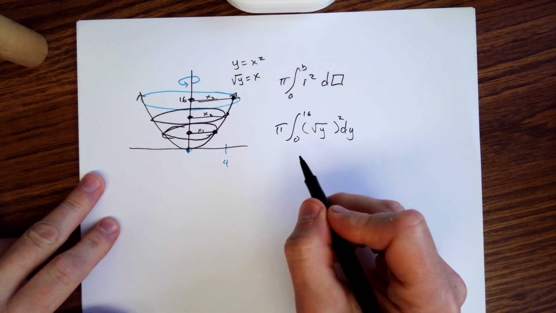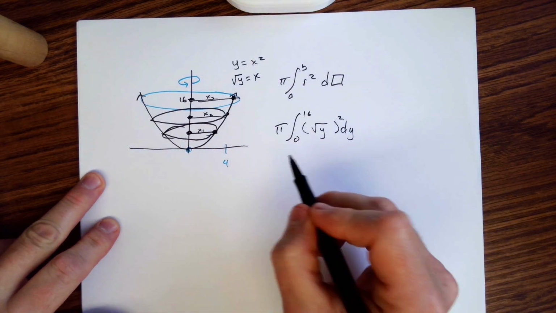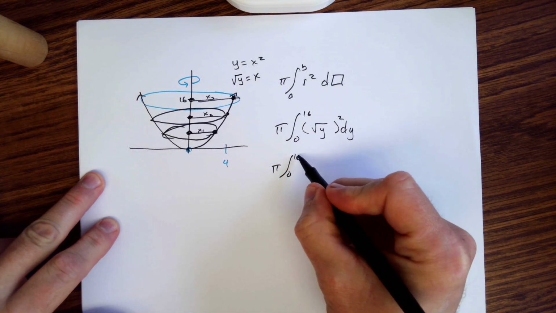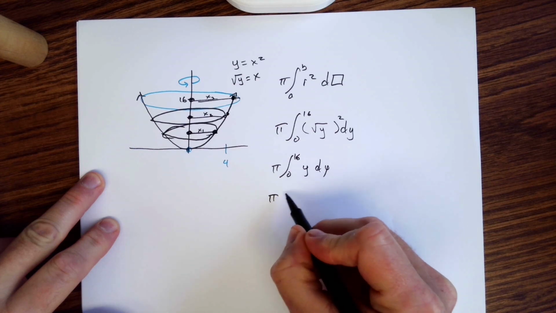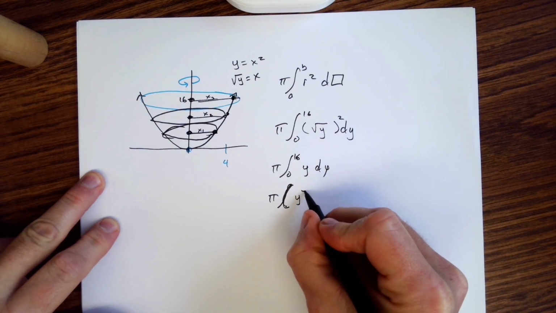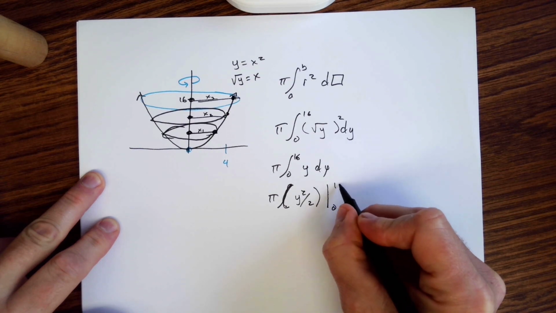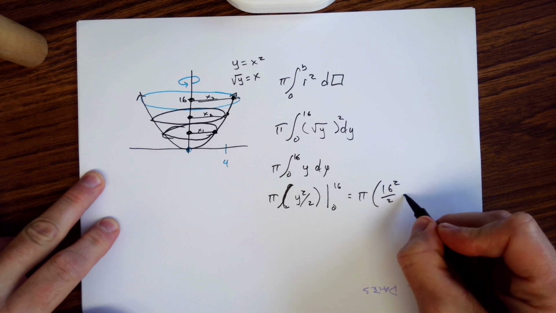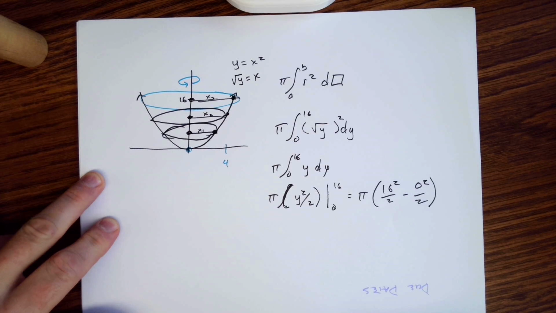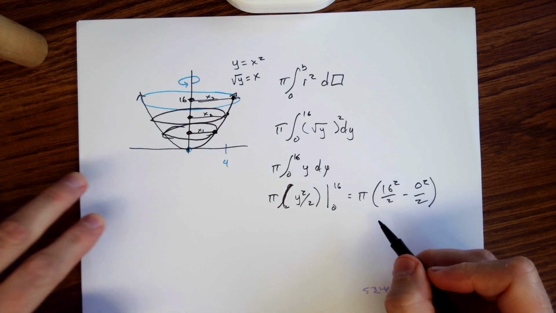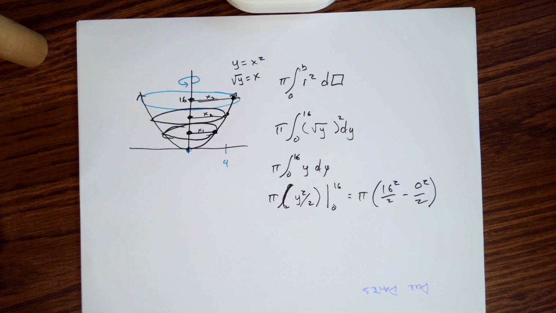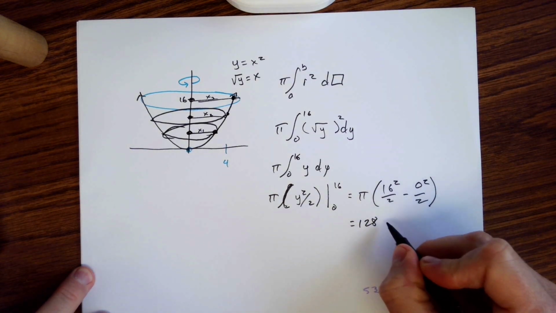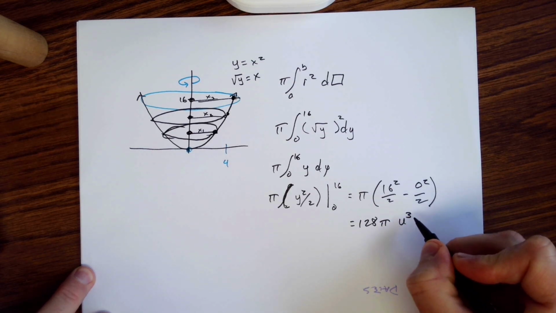Then the square root and square root cancel. So I've got pi from 0 to 16 of y dy, which means I need to do y squared over 2 evaluated from 0 to 16. So that gives me pi times 16 squared over 2 minus 0 squared over 2. So 16 squared was 256, I believe. And then we divide by 2. So that would give us 128. So this is 128 pi units cubed.